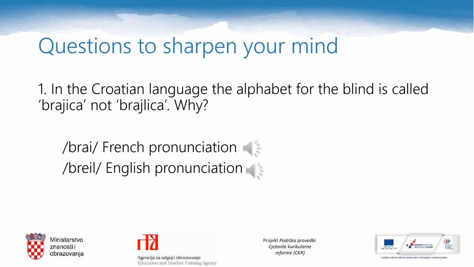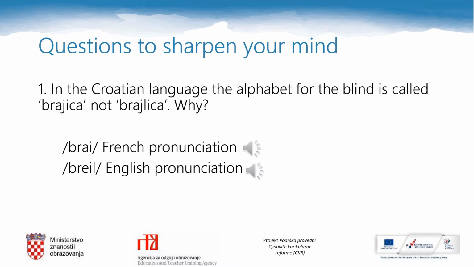So let's check if you were right. The first question was, in the Croatian language, the alphabet for the blind is called Brajica, not Brajlica. Why? Louis Braille was a Frenchman, so in French his second name is pronounced Braille, whereas Braille is English. Therefore, in the Croatian language, we are talking about Brajica, not Brajlica.